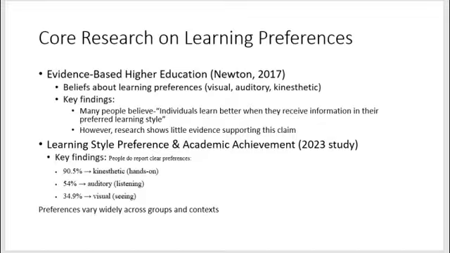Another article came out more recently in 2023. This is actually a study about learning style preference and also academic achievement. The key findings were that people do report clear preferences, right? 90.5% of the people surveyed, so let's say they surveyed 100 students, 90 of those said, I really prefer hands-on learning. 54% said, I really prefer auditory learning, and almost 35% said visual. But do you notice this is more than 100 when you add that all up? So what is that saying? Yeah, I do have a preference. More people preferred kinesthetic, but then they're also like, I need the auditory or I need the visual too. So preferences really vary widely across groups and contexts.